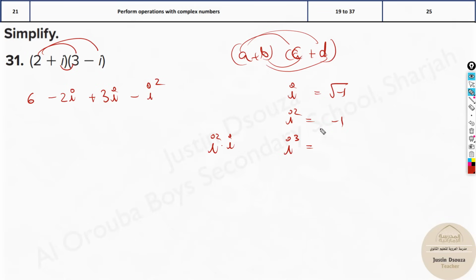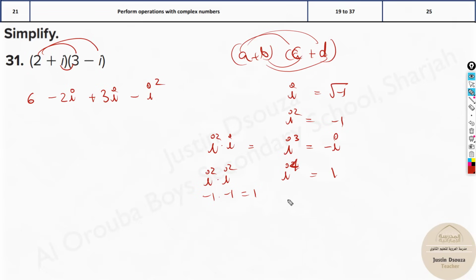But we know i to the power 3 can be written like this, but i squared is minus 1. So instead of all this, you just write minus i. And what about i to the power 4, my bad. It can be written as i squared times i squared. We know i squared is minus 1, times minus 1. This will make 1, and that's the answer.